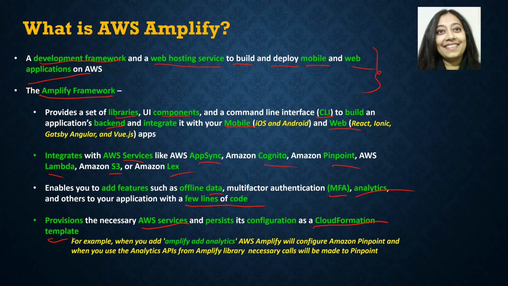So let's consider an example. Let's say you added Amplify Analytics to your application. So behind the scenes, AWS Amplify will configure Amazon Pinpoint. And when you use the Analytics API, it will make the necessary calls to Pinpoint for you.